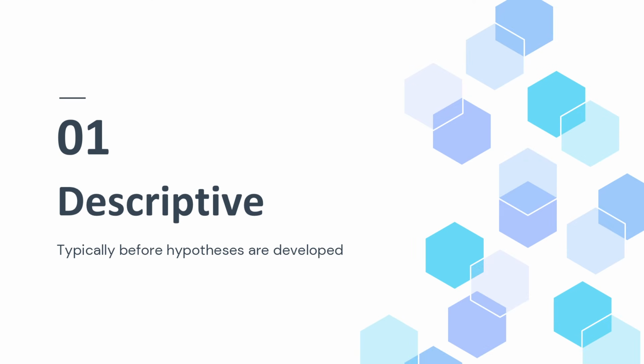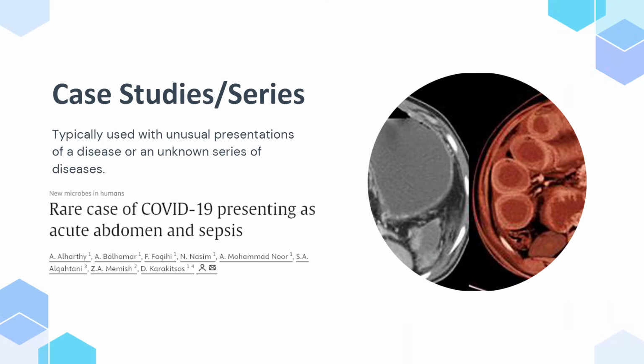Now, descriptive study designs are typically done before hypotheses are developed. So basically, these are to lay a foundation of what we want to study further in the future. So there are different types of descriptive study designs. The first would be your case studies or your case series. So this is typically used with unusual presentations of a disease or an unknown series of diseases.